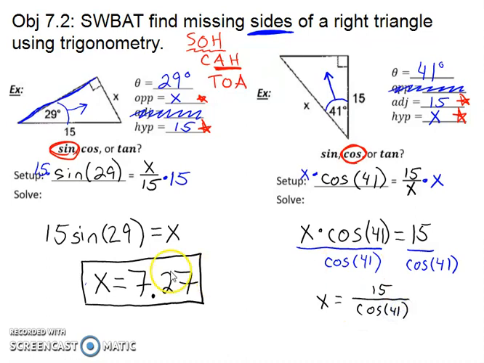And you notice this was one extra step compared to the last one, but now at this time we are ready to type it into a calculator because we have x by itself. 15 divided by cosine of 41 is equal to 19.88, if you were rounding to 2 decimal places. Let's eyeball our answer again. X is the hypotenuse, so it should be the longest side, and we did get a number that was longer than the leg of 15 that they gave us. So we have found some missing sides of a right triangle using trigonometry.